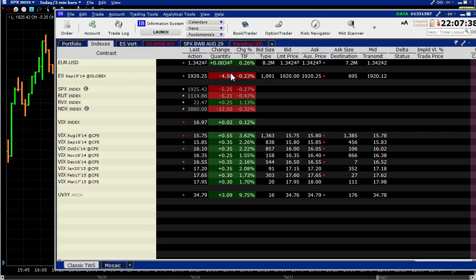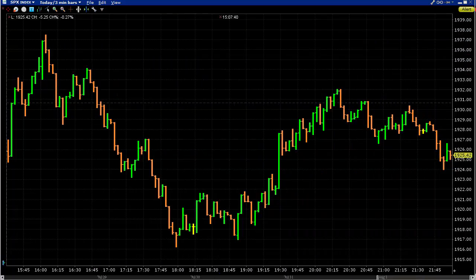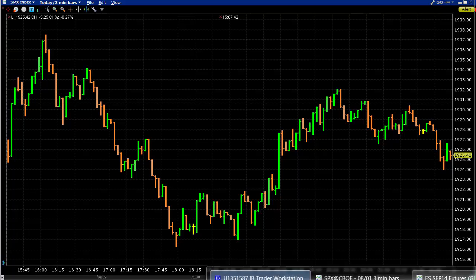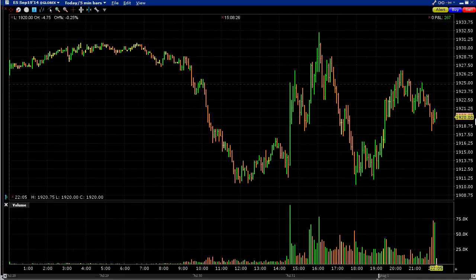ES futures are still trading. It looks like they might have recovered a little bit. Let's take a look. This is the ES futures for the day. This is the overnight action.